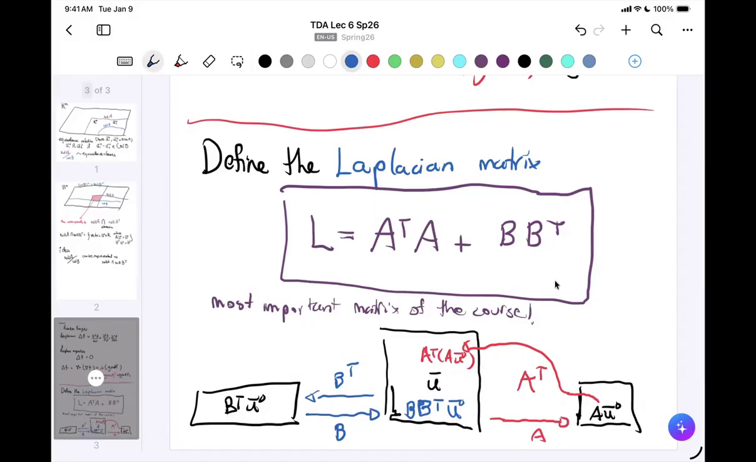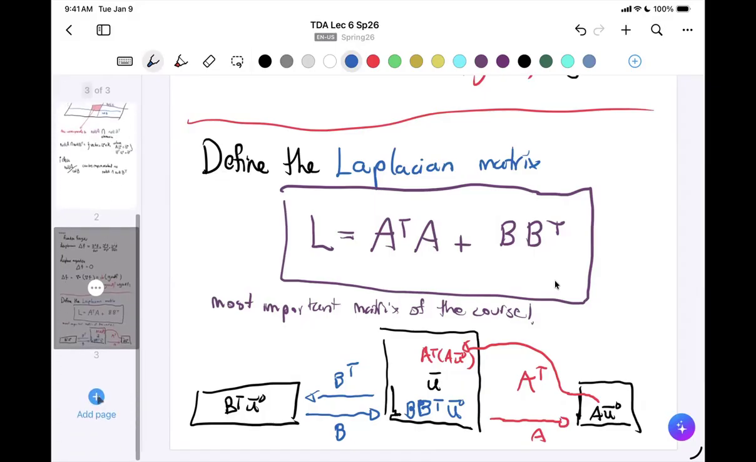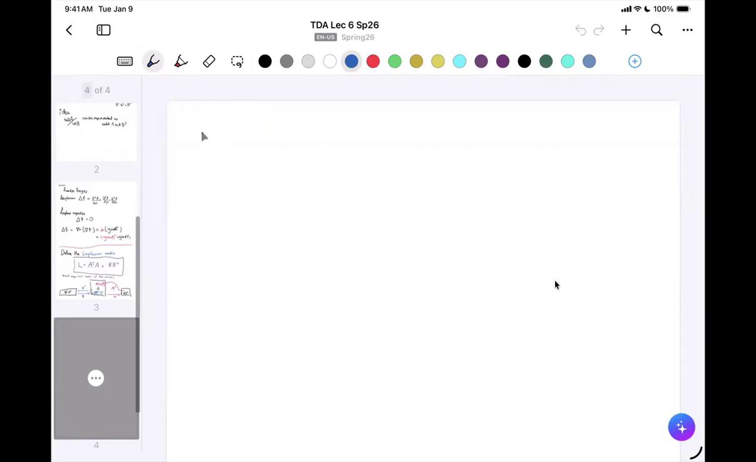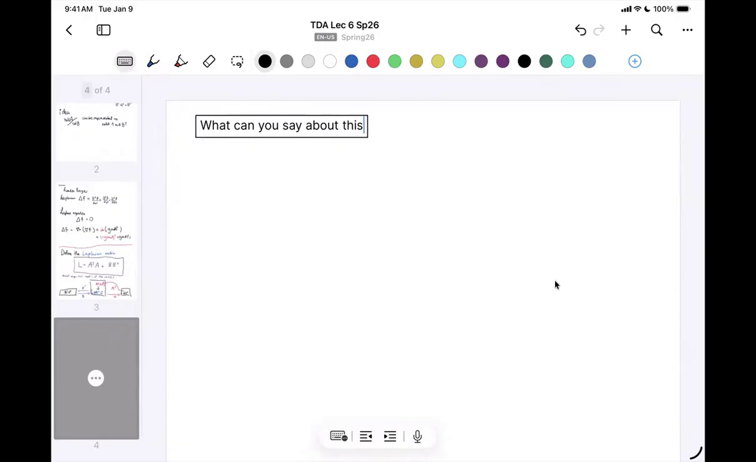In fact, let me break it into two parts, because it's useful to know what is true even before you use the information that A times B equals 0. So what can you say about this matrix L before using that A times B equals 0?